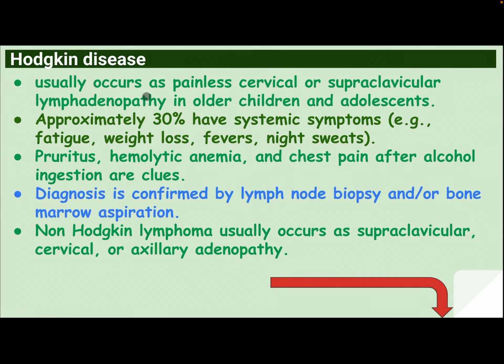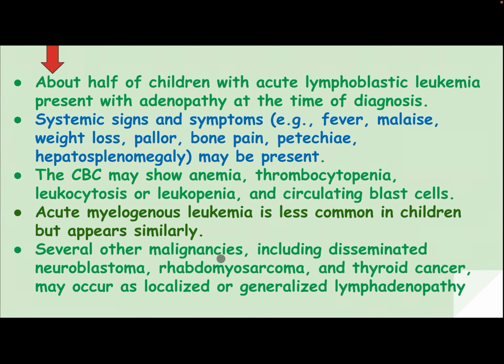Hodgkin disease usually occurs as painless cervical or supraclavicular lymphadenopathy in older children and adolescents. Approximately 30% have systemic symptoms like fatigue, weight loss, fever, night sweats, pruritus, hemolytic anemia, and chest pain after alcohol ingestion are clues. Diagnosis is confirmed by lymph node biopsy and or bone marrow aspiration. Non-Hodgkin lymphoma usually occurs as supraclavicular, cervical, or axillary lymphadenopathy.